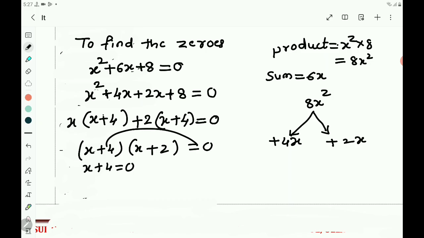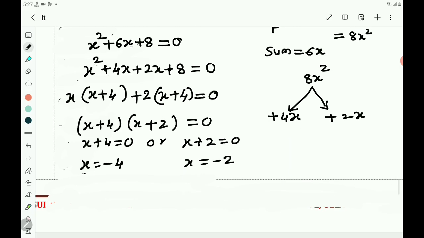Then you take x plus 4 equals 0. Equate each factors to 0. X plus 4 equals 0 or x plus 2 equals 0. Then x equals what? 0 minus 4 is minus 4. Here x equals 0 minus 2 is minus 2. So one root x equals minus 4 and the other root x equals minus 2. So you got alpha equals minus 4 and beta equals minus 2.